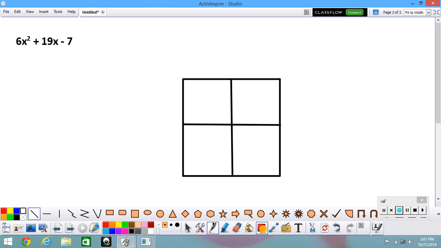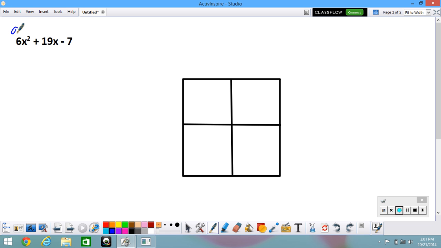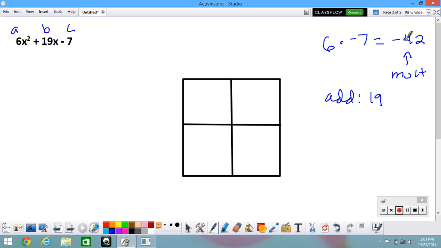Okay, so here we go. The first thing I'm going to do is identify A, B, and C. And I'm going to do A times C, which is negative 42. Now I need to multiply to this number, but I need to add to B, which happens to be a positive 19. So I'm going to think about 42. This one's pretty easy because it's not 1 and 42. It's 2 and 21. And because I want to add to a positive 19, I'm going to make the 2 negative and the 21 positive.